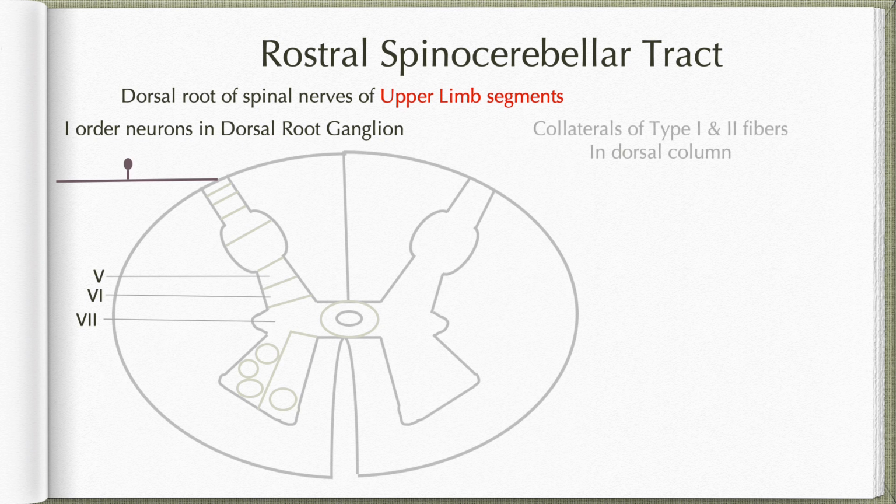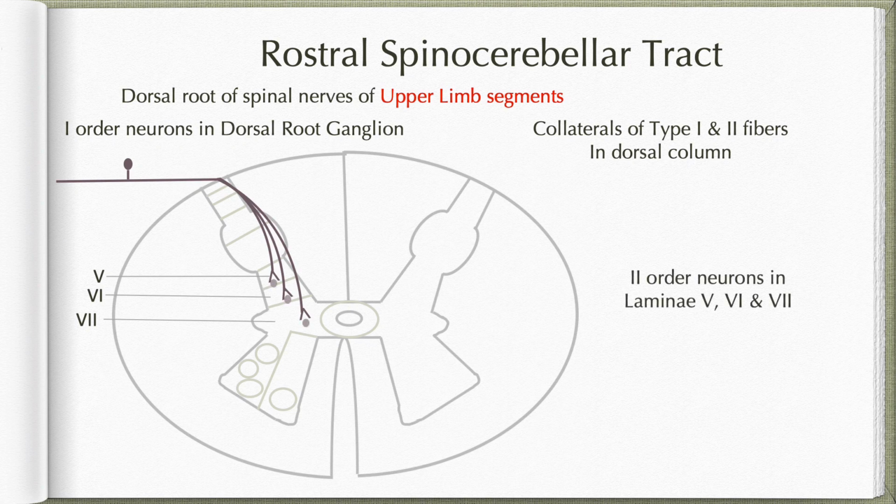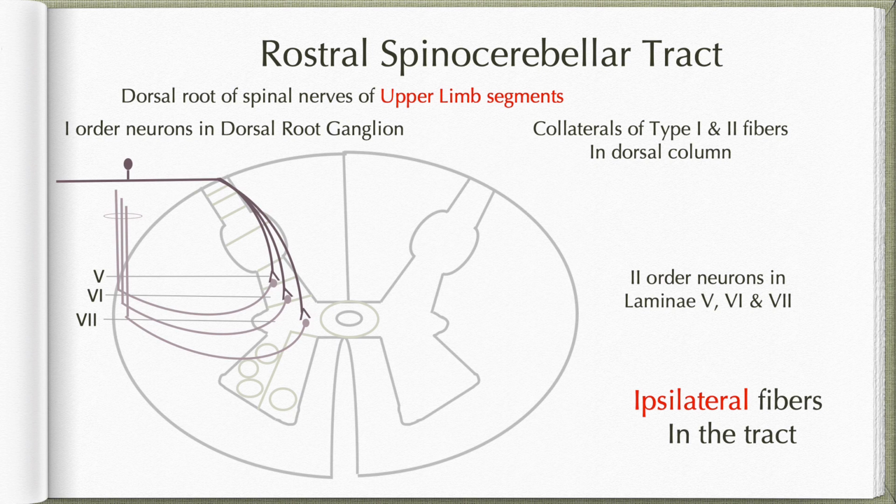Again, once these fibers enter the dorsal column, they send their collaterals to the neurons which are located in lamina 5, 6 or 7. Now the axons of these neurons, however, reach the same sided lateral funiculus and ascend as rostral spinocerebellar tract, and these fibers will be mixed with the fibers of anterior spinocerebellar tract. So the rostral spinocerebellar tract has ipsilateral fibers.